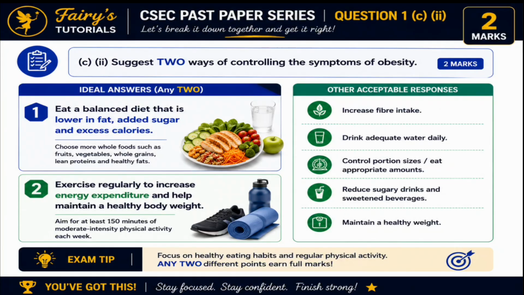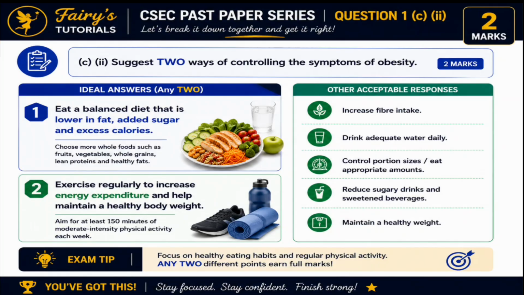Right, so 2 ideal answers could include eat a balanced diet that is lower in fat, added sugar, and excess calories, right? So you choose more whole foods such as fruits, vegetables, whole grains, lean proteins, and also healthy fats, right? Next point, exercise regularly to increase energy expenditure and help maintain a healthy body weight.